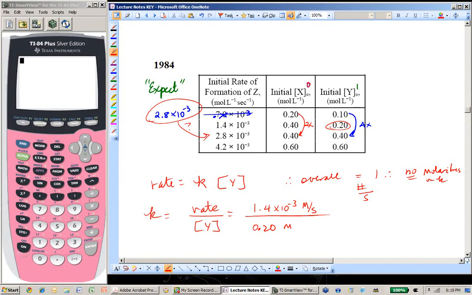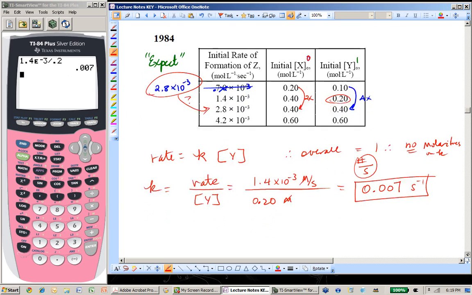And that's a molarity. And now we see why these cancel, and we see why k is only a per second. But we already knew that. So that is 1.4 E minus 3 divided by 0.2, which is 0.007. Somebody had a sense of humor when they wrote that problem. Seconds to the minus 1, or over seconds, however you would like to report it. But that's the k value. So it is first order with respect to y, zero order with respect to x.